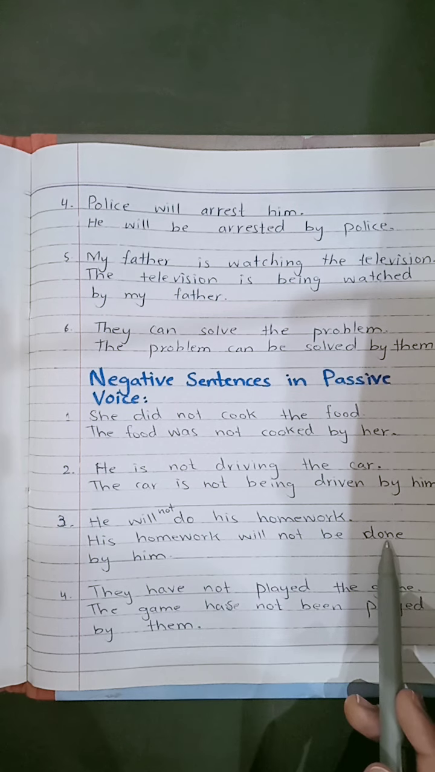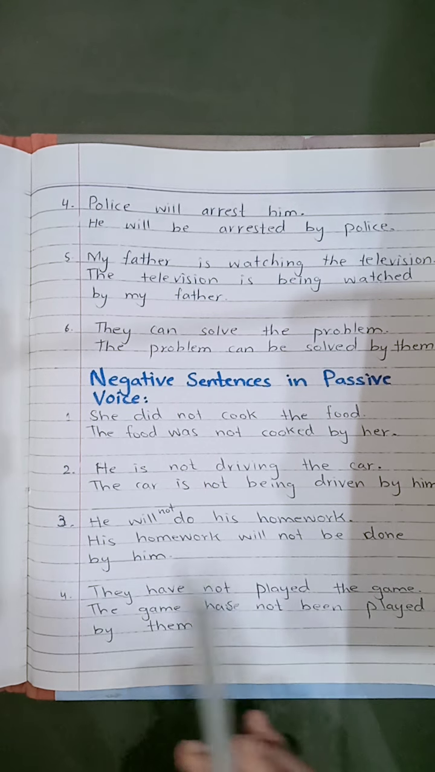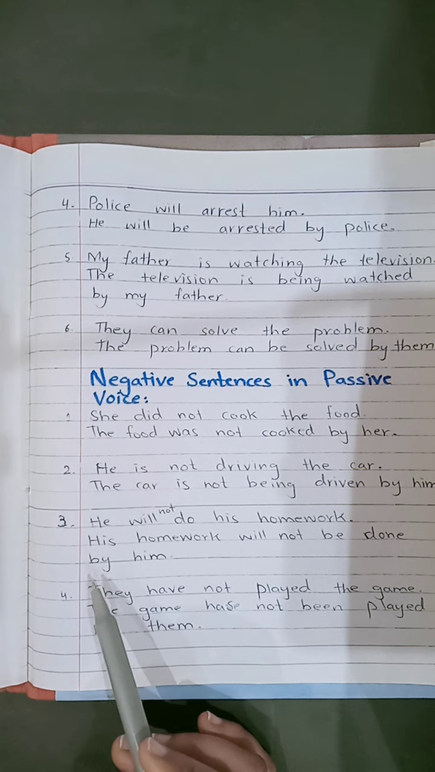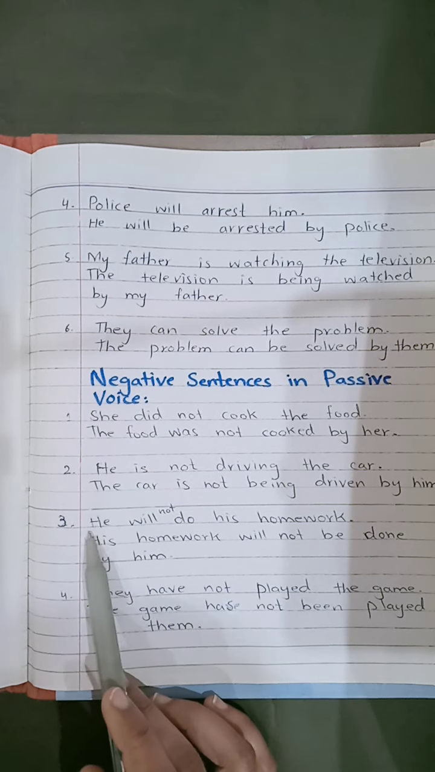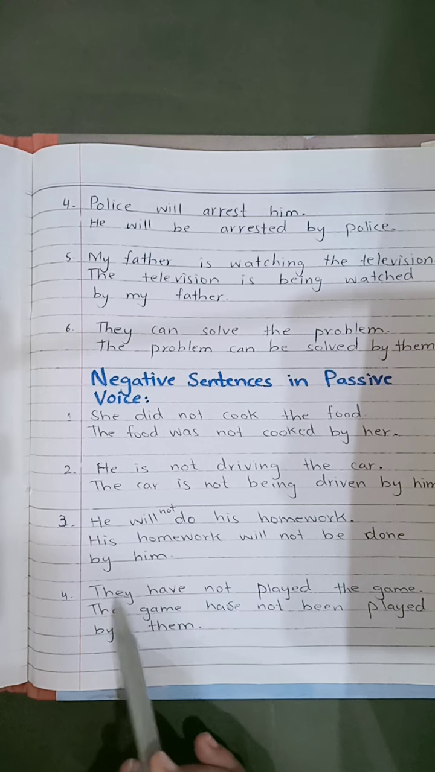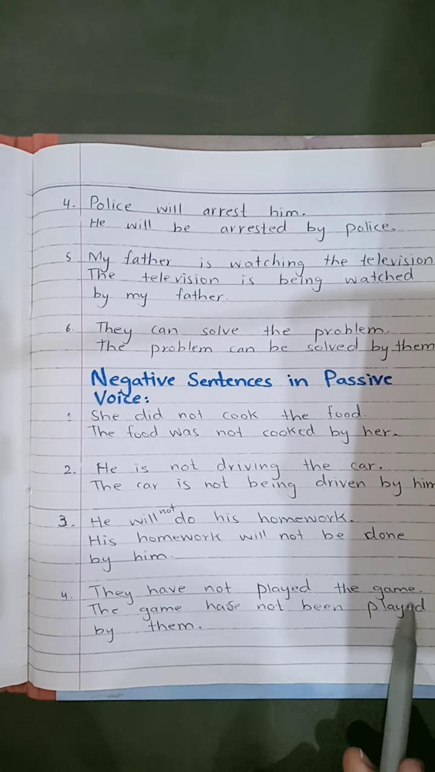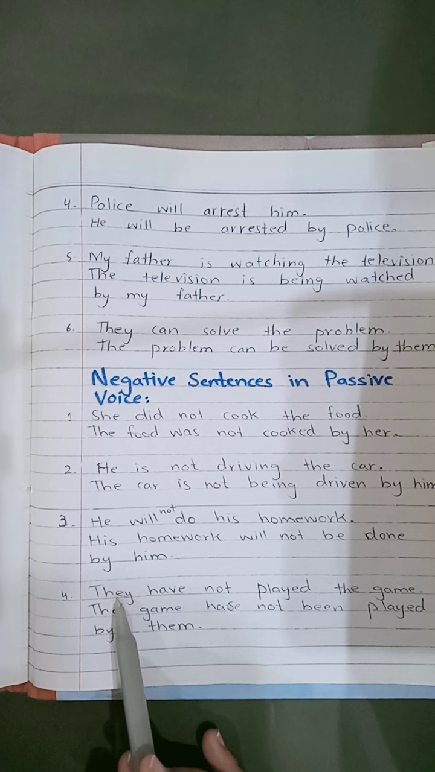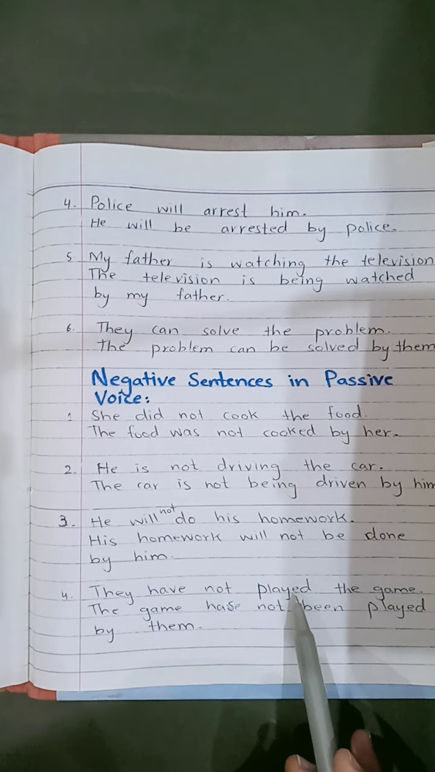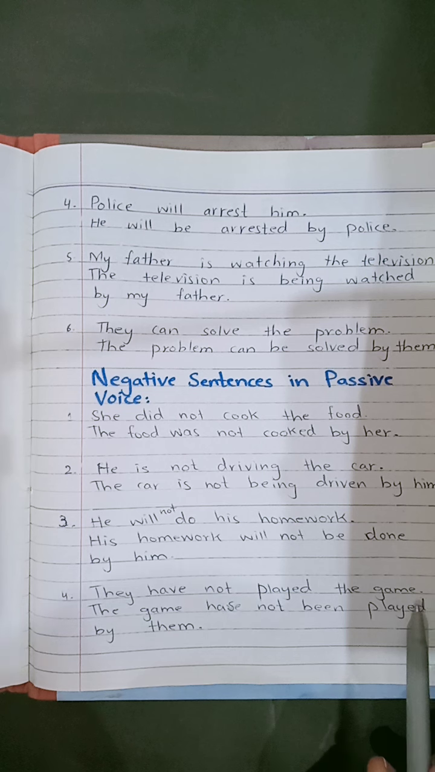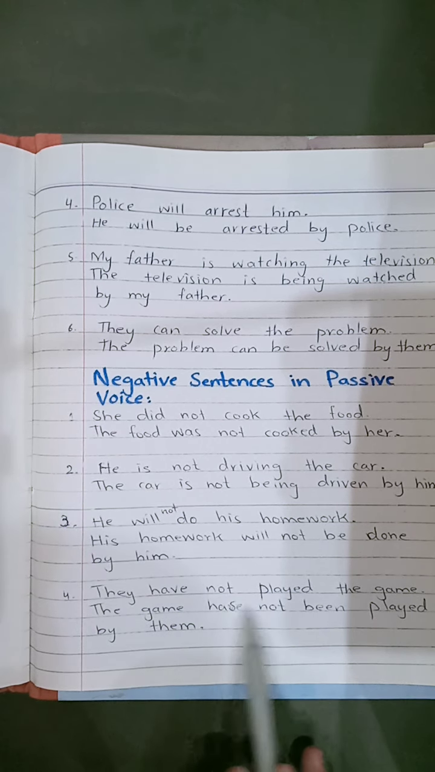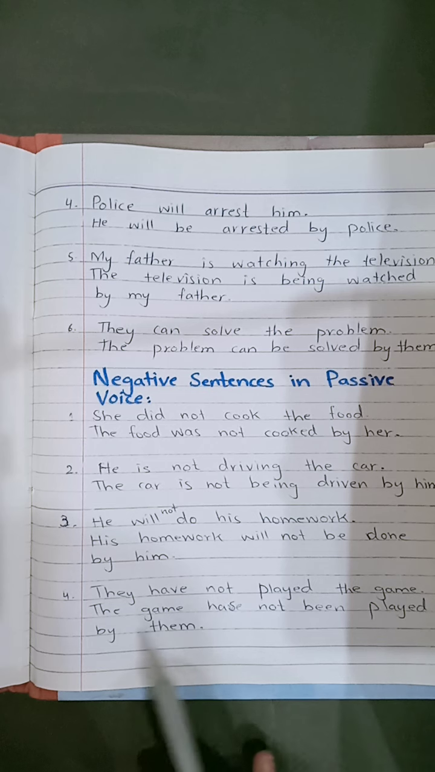Done is the third form of do. By him, by, according to the rules, would come here before the subject. He would be converted into him. They have not played the game. They is the subject of the sentence, have is the helping verb, played is the main verb, the game is the object of the sentence. The game has not been played by them.